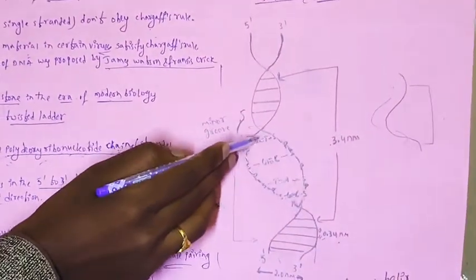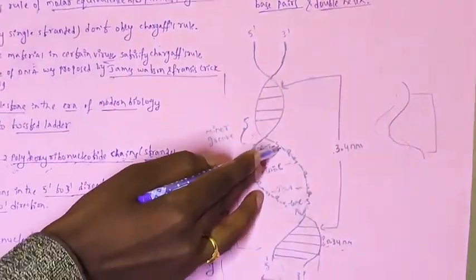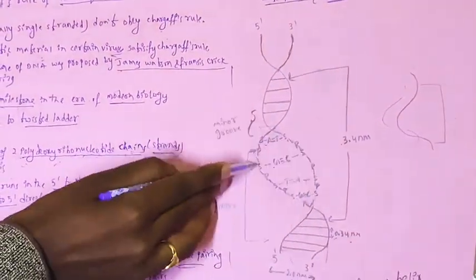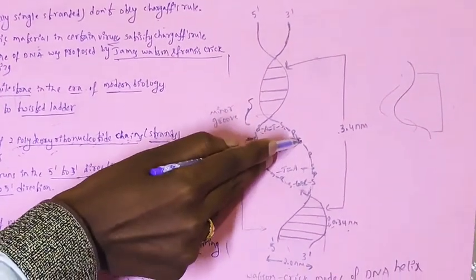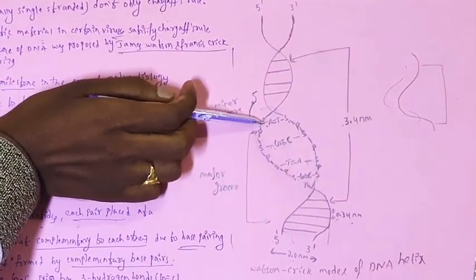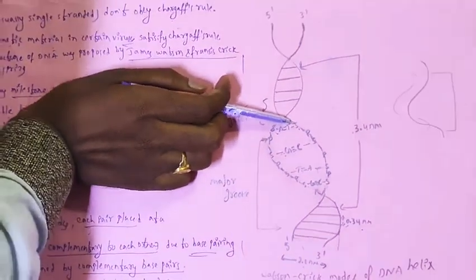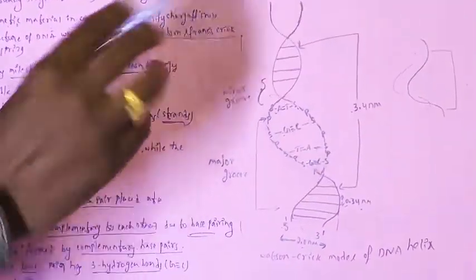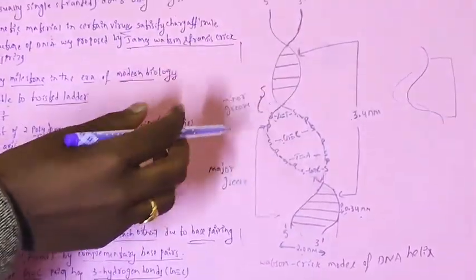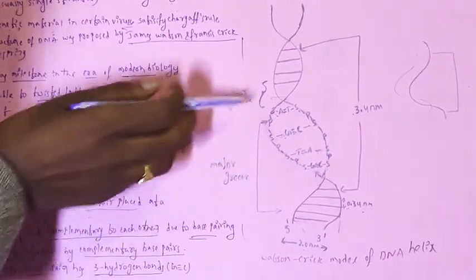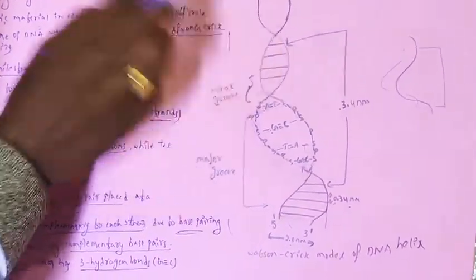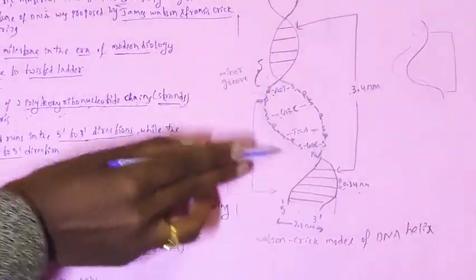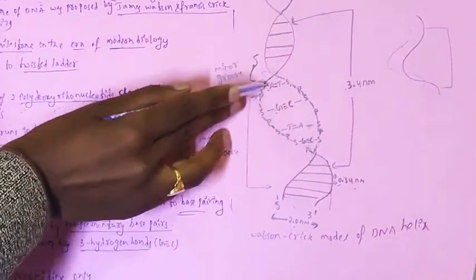Suppose adenine is here, then the other strand will have thymine. If guanine is here, it will have cytosine on the opposite strand. If this strand has adenine, the other will have thymine; if it has T, the other will have adenine. Both strands have opposite, complementary base pairing. If one strand has A, the other strand cannot have A, because A is connected with T only, so it must have T. That's why these two are not identical, because of complementary base pairing.